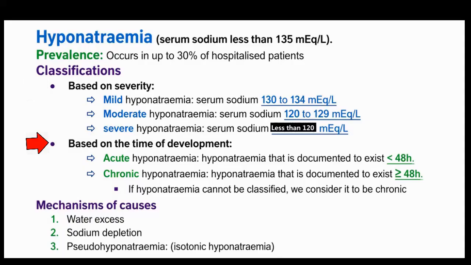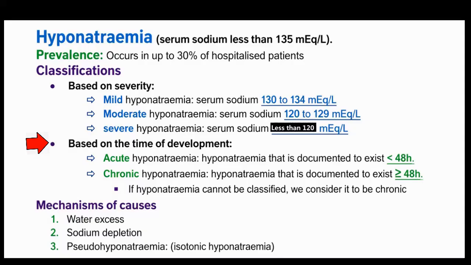2. Based on time of development. This classification is very important because it determines how quickly we can correct the sodium level. Acute hyponatremia develops within less than 48 hours. Chronic hyponatremia is present for 48 hours or more.